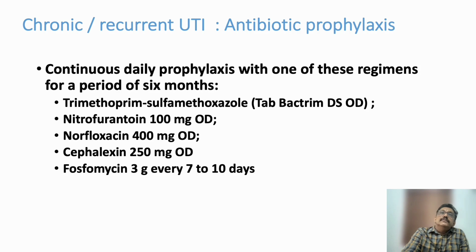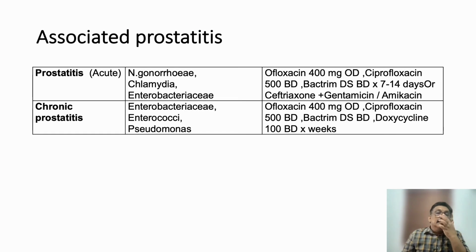If you are seeing any patient who has recurrent urinary tract infection, put them on norfloxacin or Bactrim DS or cephalexin or fosfomycin in this dosage regime for 6 months. Most of the patients will have good control of urinary tract infection. But along with this, if the patient is diabetic, we have to control the diabetes. If the patient has benign prostatic hypertrophy, we have to control that BPH growth. All these things are also important. Associated prostatitis: you have to always think about gonorrhea, chlamydia, enterobacteriaceae, pseudomonas, all these things. We have to start drugs for that also.